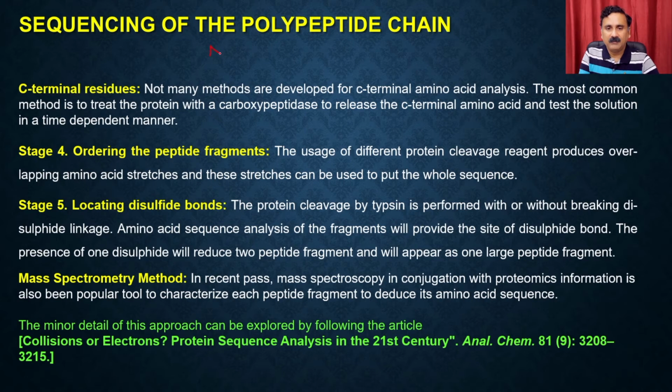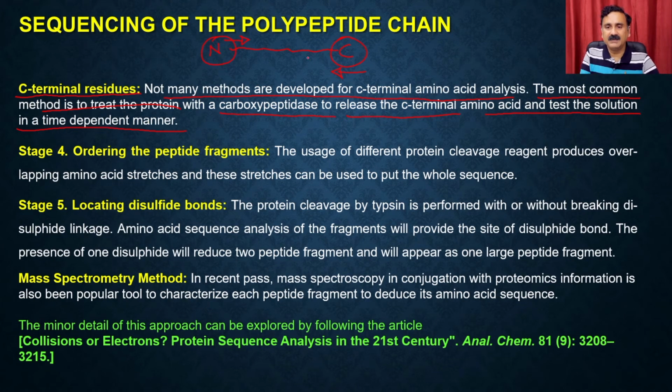Now, as I said, the protein has two chain ends: the N-terminus side and the C-terminus side. We have just discussed Sanger's method and the Edman degradation method to identify the N-terminal amino acids, but we can also do sequencing from the C-terminus to identify the C-terminal residues. How can we do that? Not many methods are developed for C-terminal amino acid analysis. The most common method is to treat the protein with carboxypeptidase to release the C-terminal amino acid, and test the solution in a time-dependent manner.